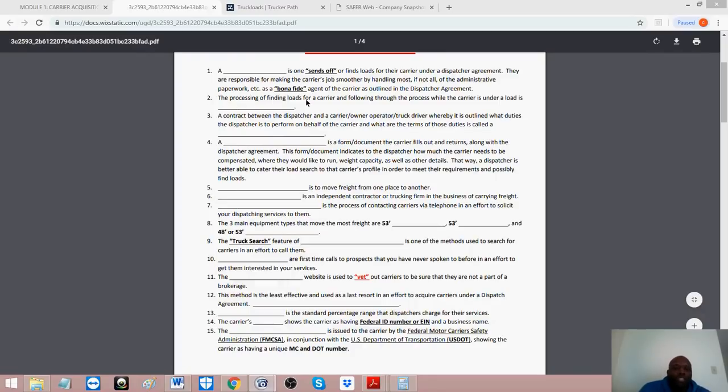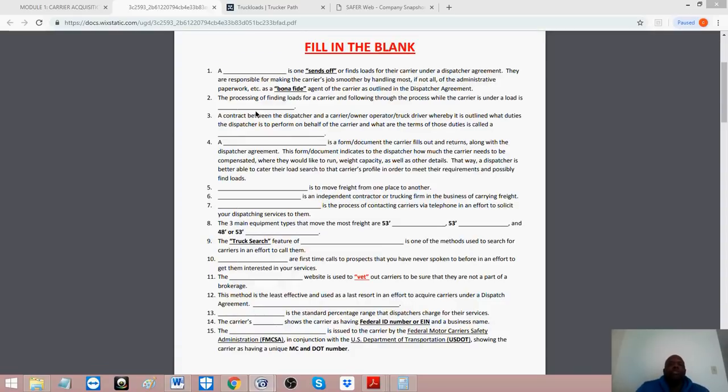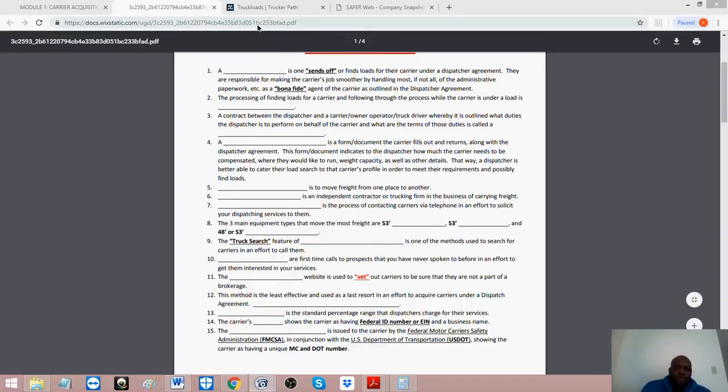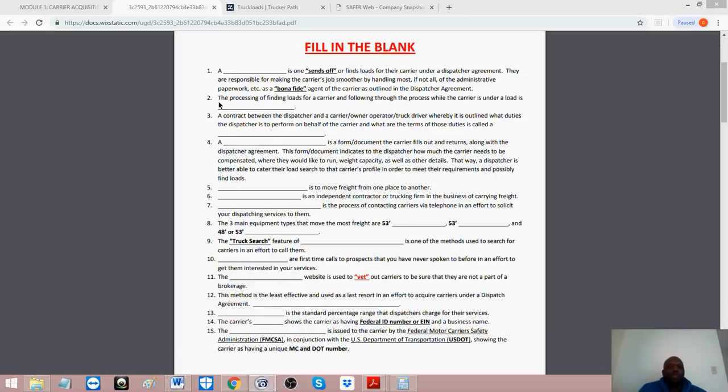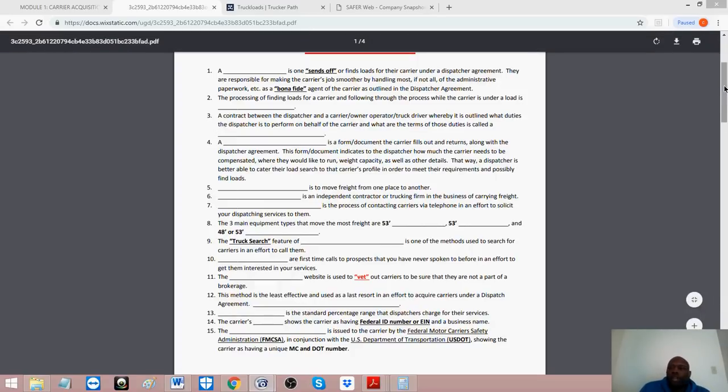Number two, the process of finding loads for a carrier and following through the process while the carrier is under a load is blank. What is that process? What are you doing by doing that? Dispatching. That's correct. So number two is dispatching. So a dispatcher does dispatching, right? And this is basic level now.